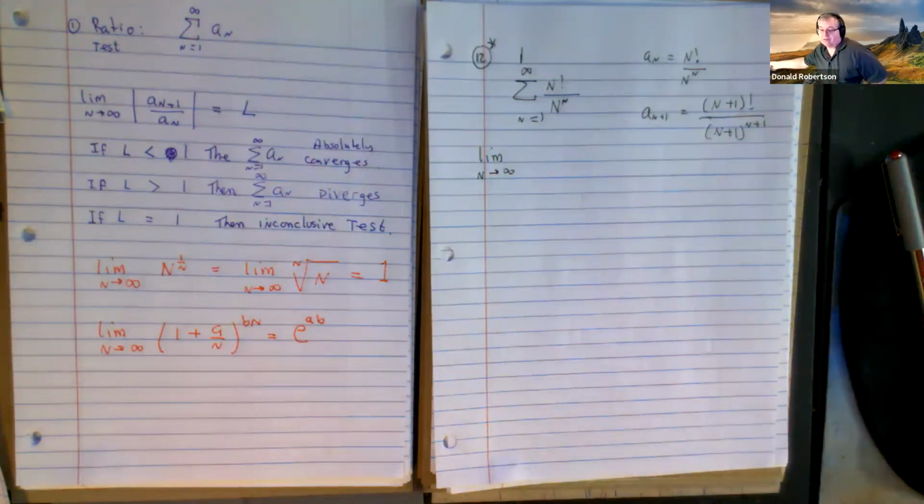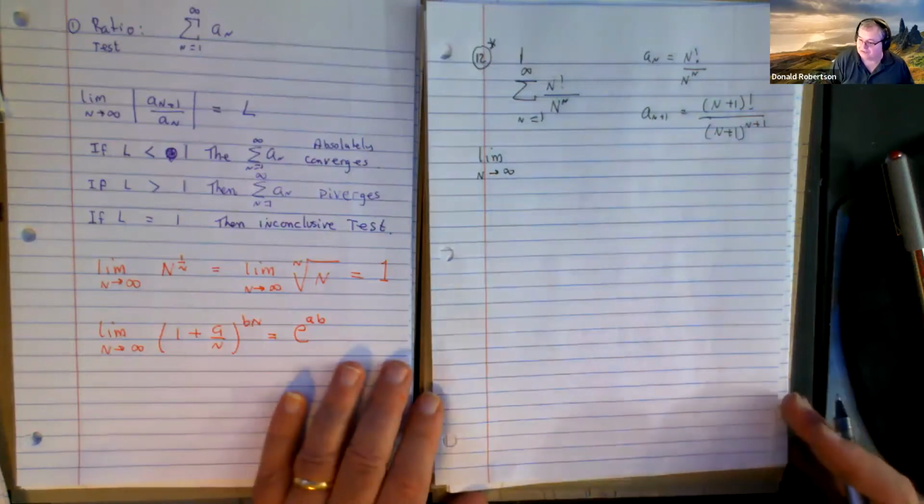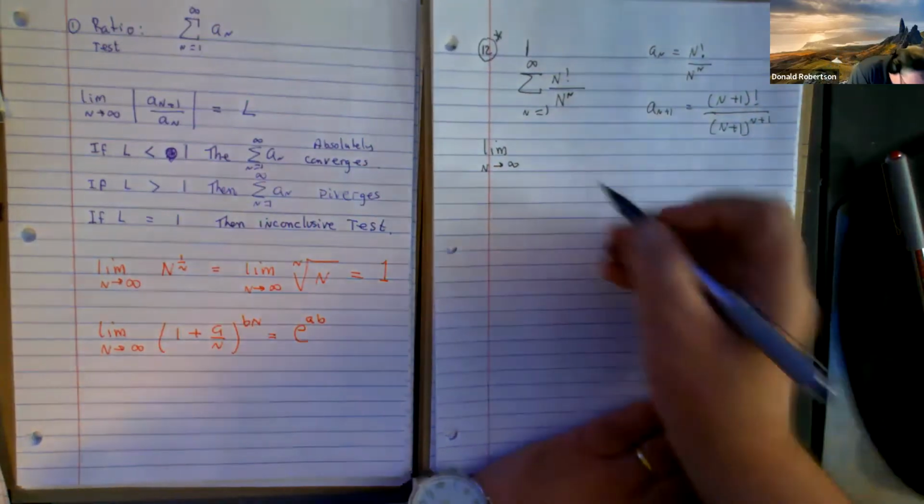Sigma 1 over n has that property, right? 1 over n goes to 0, but the series doesn't. It still diverges.